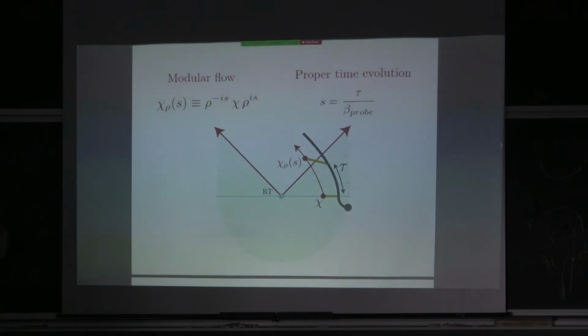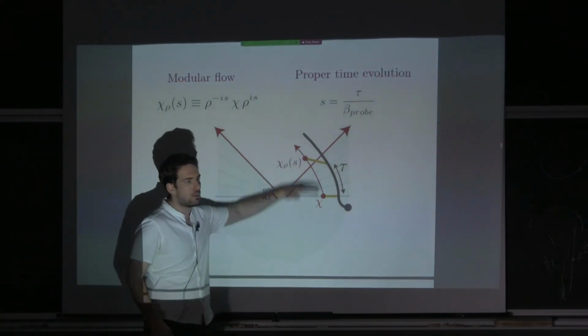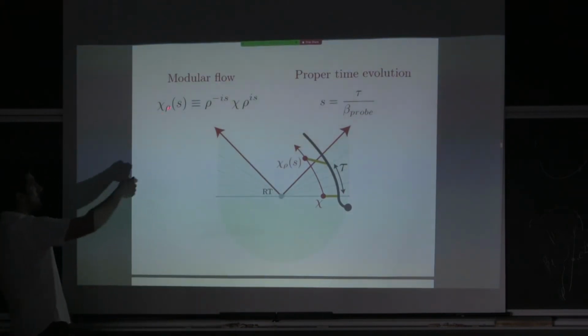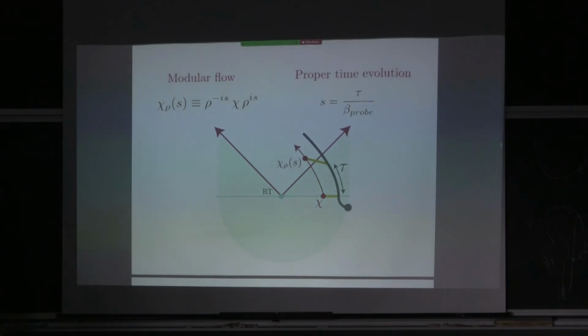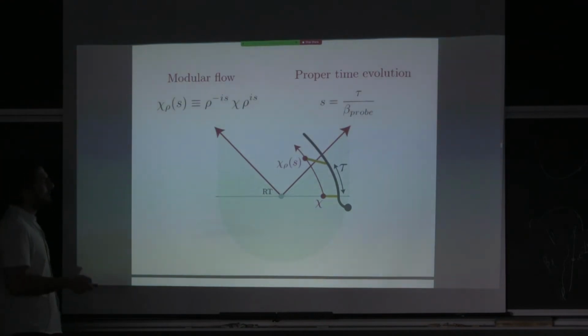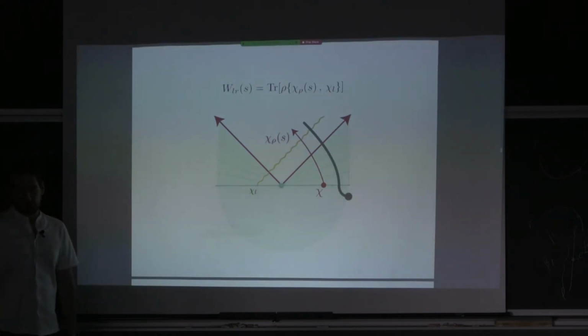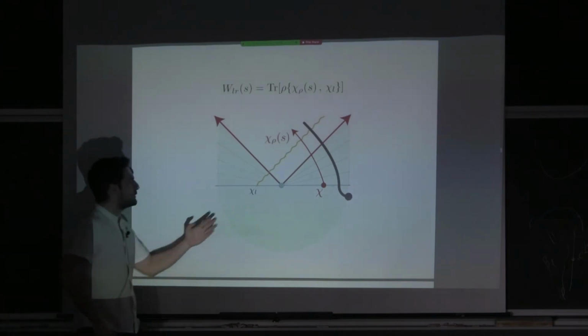Okay. Now, does this work? Can you actually do this computation and show that this geometric transport problem is equivalent to this quantum mechanical evolution problem? So the answer is yes. In fact, here's what we did. If what I'm saying is true, how will you diagnose whether this works or not? Here's something cute that you can do.